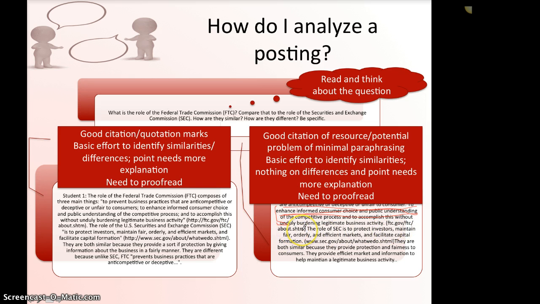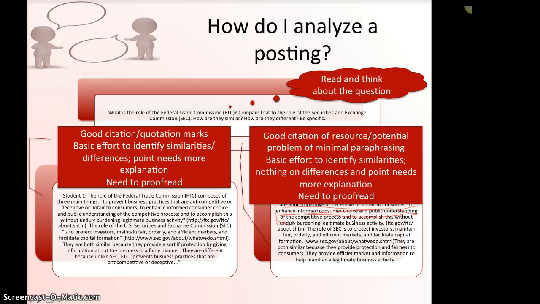Website is mentioned, but there are no quotation marks. So although I know where this is from, and I probably wouldn't call the student out on plagiarism other than a comment to the student, this would be an example of plagiarism.